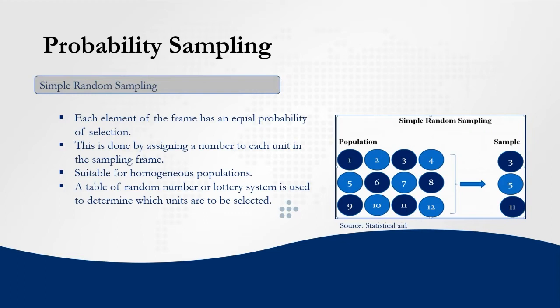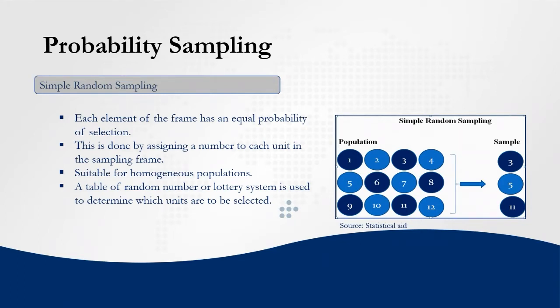So you don't have control to say, I want my sample to be balanced in terms of age. Because you just put them there, you can end up with a sample where mostly you have older people, young people, or middle-aged people. So it's not appropriate when your population is not homogeneous, meaning when it's heterogeneous. So a table of random numbers can be used.